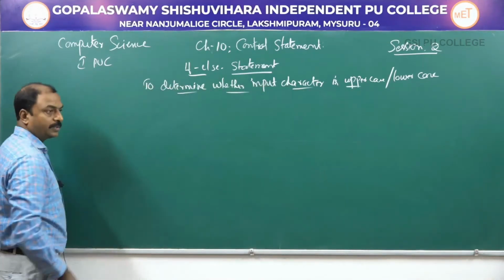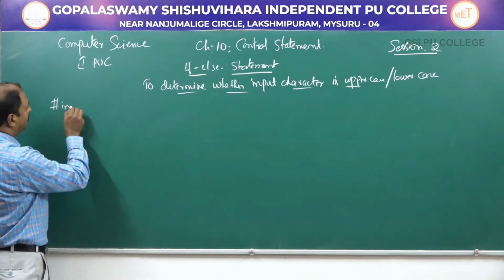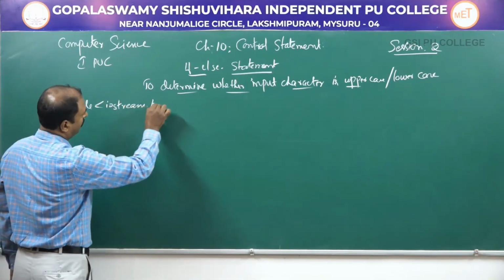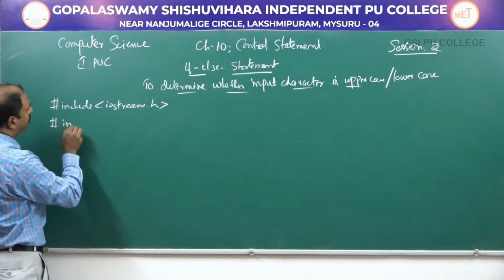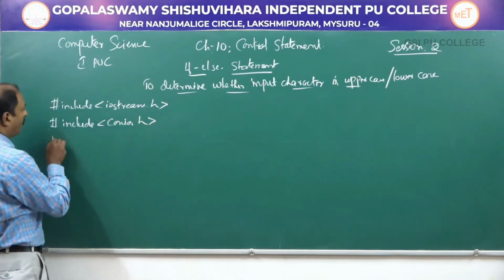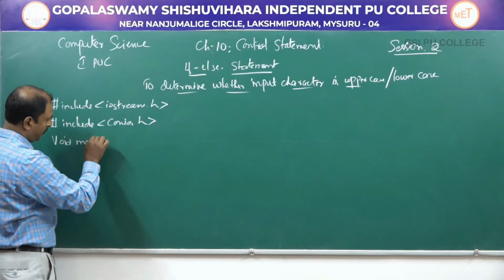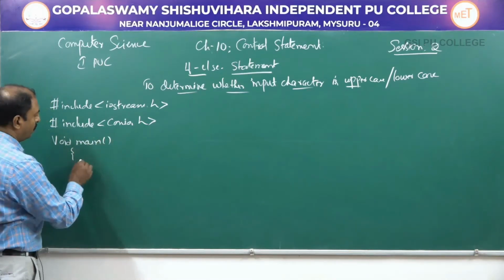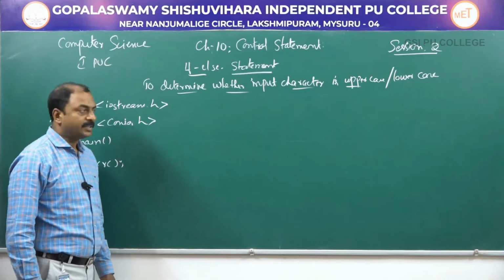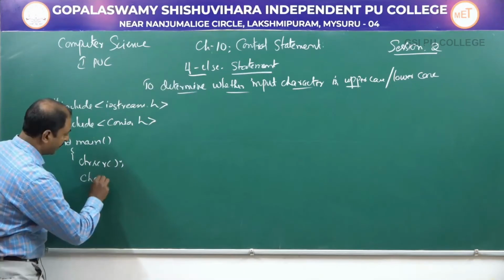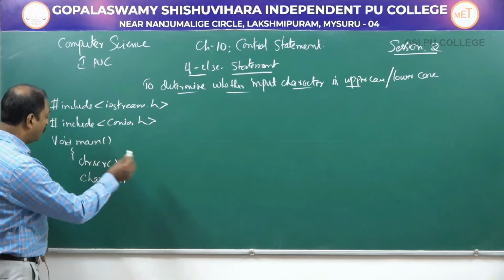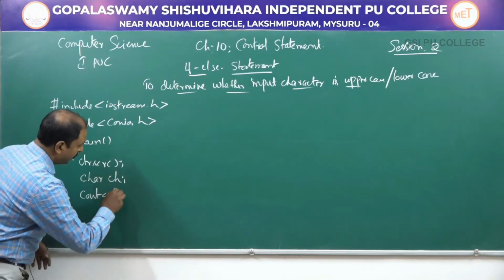The program starts with header files, hash include iostream.h, hash include conio.h, void main, and here clear screen. The next step is to declare variables, and here this is of character type. The character variable is ch. Character is a data type, ch is a variable.